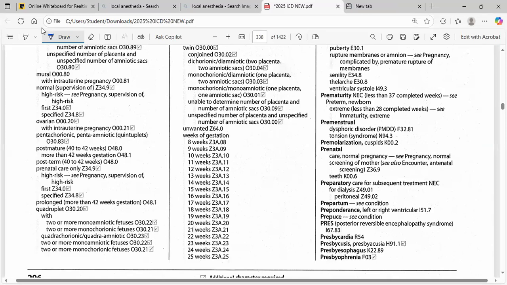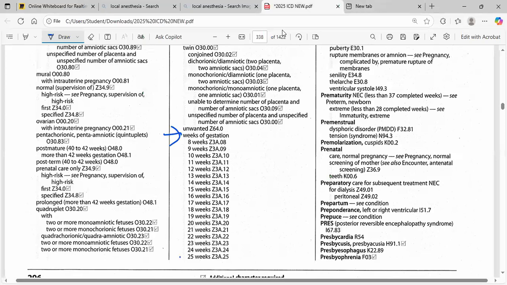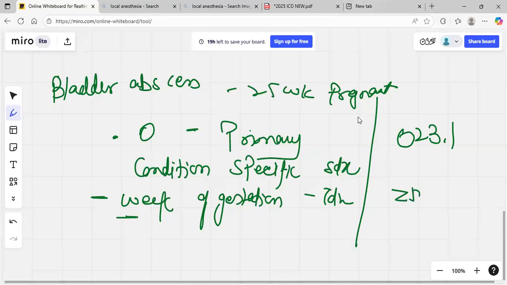So based on the documentation, the patient is not 23-week pregnant, it's 25-week pregnant. So under the week of gestation, we have to look for 25. So here we have 25. So our last code should be Z3A.25.